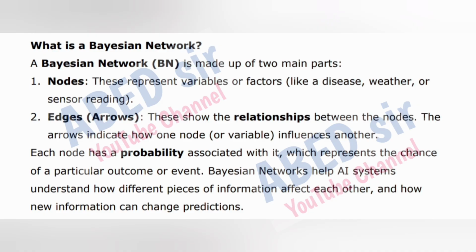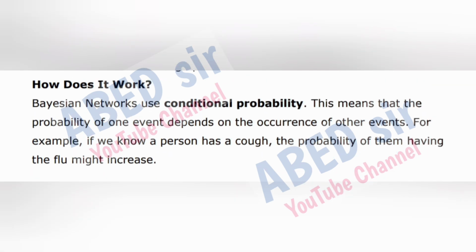Each node has a probability associated with it, which represents the chance of a particular outcome or event. Bayesian networks help AI systems understand how different pieces of information affect each other and how new information can change predictions. How does it work?